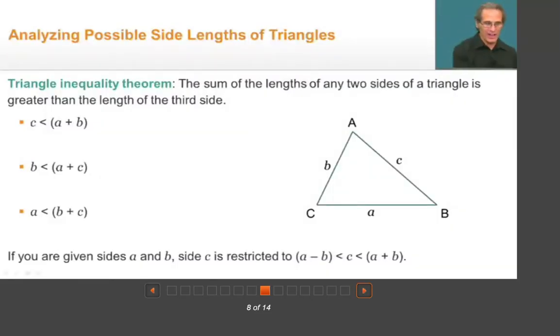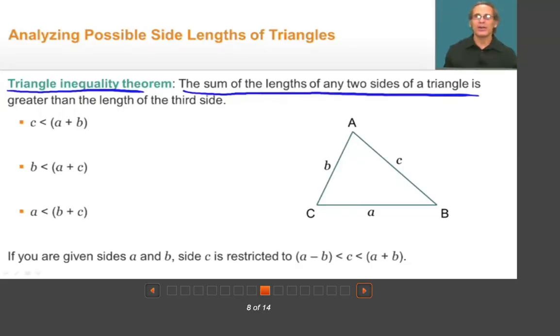The triangle inequality theorem states the sum of the lengths of any two sides of a triangle is going to be greater than the length of the third side. In other words, any two sides of a triangle must add to be larger than the third side.